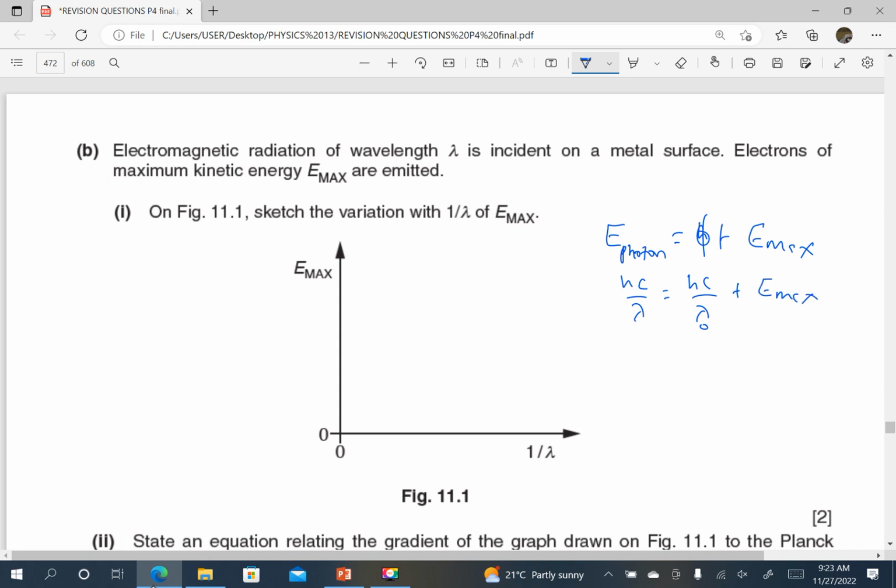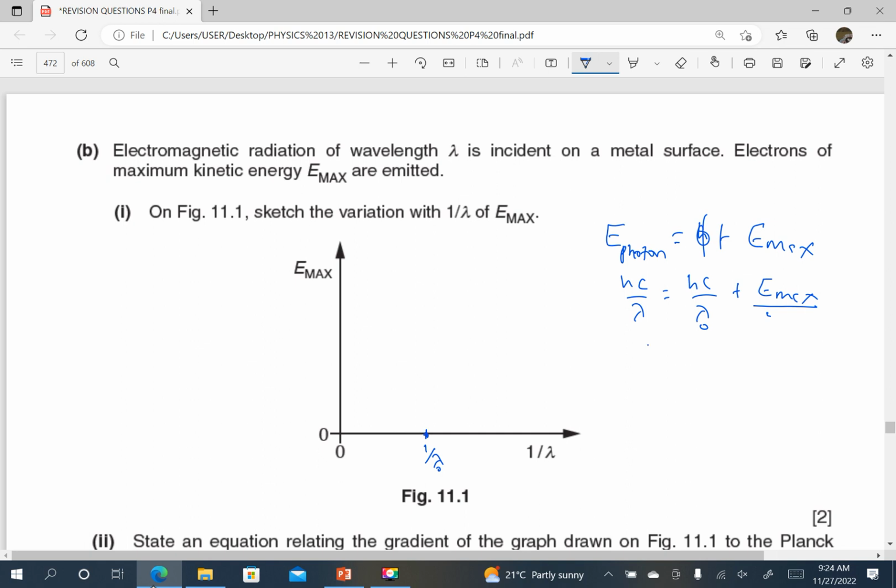We are plotting a graph of Emax on the y-axis against 1 over lambda. You see that there is an intercept. Let's check. If Emax is 0, 1 over lambda is equal to 1 over lambda naught. That means the graph should touch the x-axis. For Emax equals 0, this is going to be 1 over lambda naught. The graph touches the x-axis.